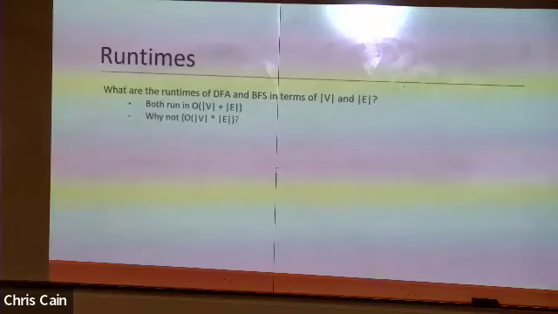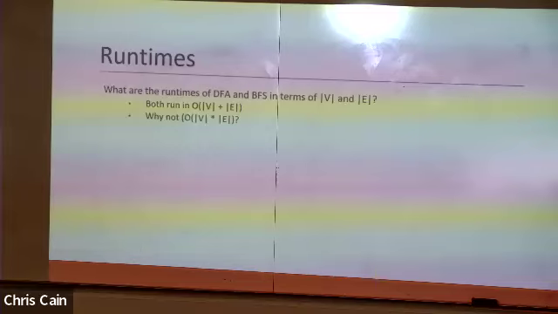A common misconception is that these run in the number of vertices times the number of edges. When would this be the case? What would need to be the case in order for the running time to be the vertices times the edges? Yeah, it'd be like for each vertex, consider each edge. Or for each edge, consider each vertex.